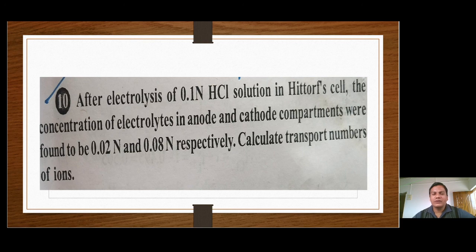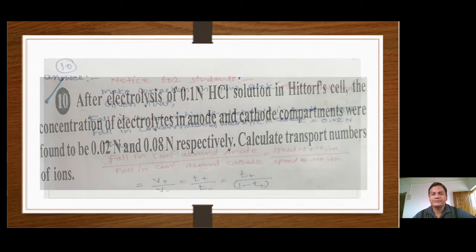If you see the solved numerical in your book, there is a small mistake in printing. If you read the numerical, the concentration of electrolyte in anode and then cathode is written respectively, which means for anode it is 0.02 and for cathode it is 0.08. But just replace this: for anode it is 0.08 and for cathode it is 0.02. We'll see how we can solve it.